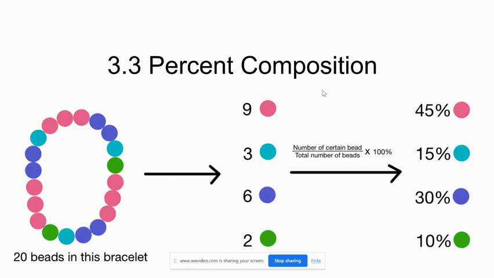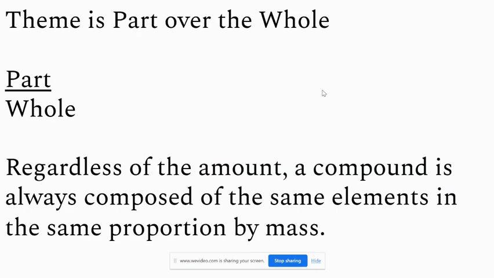And then you can take the top number, so however many beads you have, so 9 divided by 20, and that would give you the percentage. Does that make sense? That is the whole theme for this, part over the whole. That's the theme for today. That's going to be the theme anytime you do a percent. It's part over the whole. Okay. All right. So like I said, theme is part over the whole.